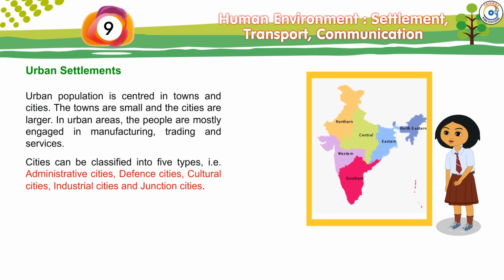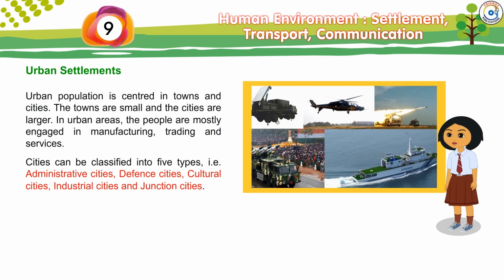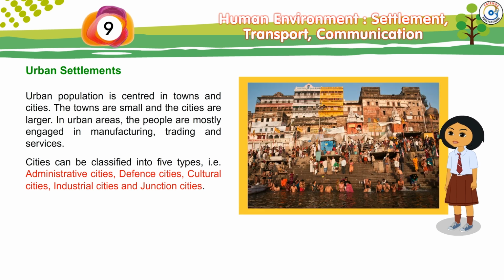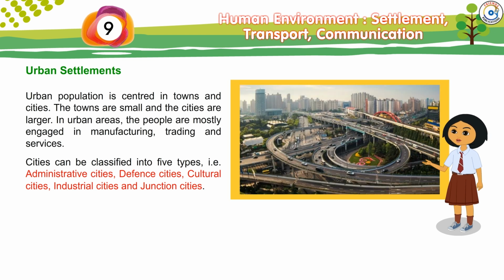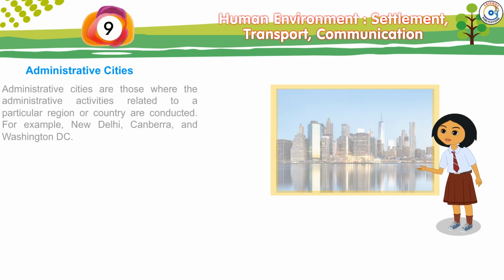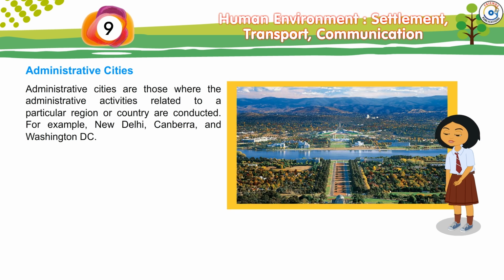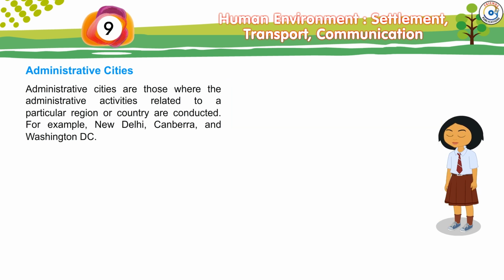Cities can be classified into 5 types, that is, administrative cities, defense cities, cultural cities, industrial cities, and junction cities. Administrative cities. Administrative cities are those where the administrative activities related to a particular region or country are conducted. For example, New Delhi, Canberra, and Washington, D.C.